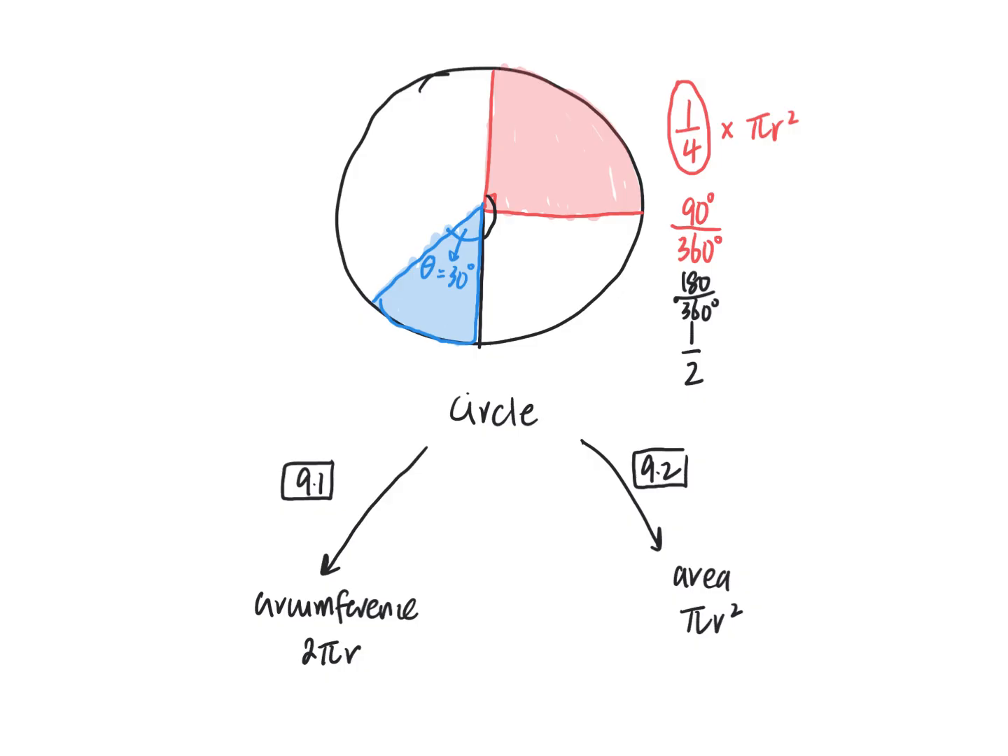Divide by 10? You will use 30 degrees out of 360 to multiply by pi r square. You need to find the proportion first. The fraction you want to find first, then you can find that piece. As long as you know the angle of that sector, this slice here is called a sector, you can find the area of that slice.